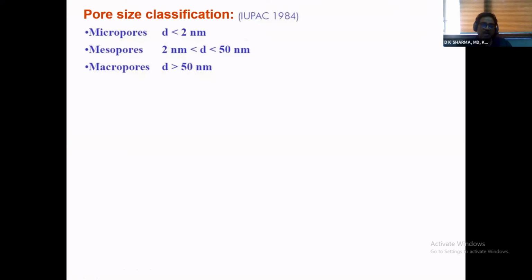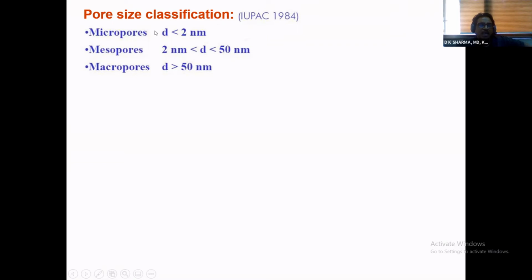After the BET range discussions are complete, we will now move to the pore size distribution. Pore size distribution means the IUPAC classification, which has changed now. As a matter of fact, micropores and mesopores have been merged into one, and they have started calling them nanopores.